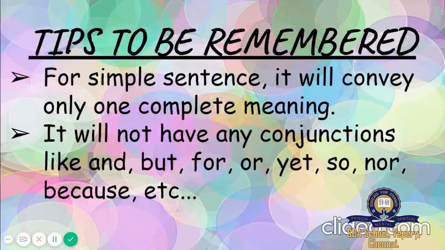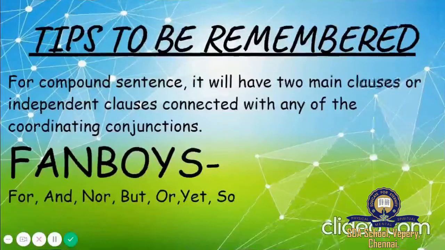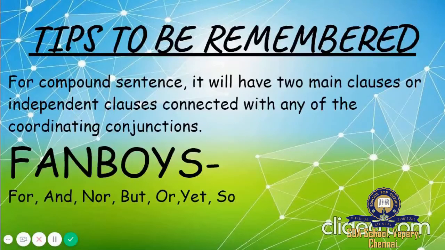And then a compound sentence will have two main clauses, which are otherwise called independent clauses, linked with the coordinating conjunctions, which we can easily remember with the mnemonic FANBOYS. F stands for for, A for and, N for nor, B for but, O for or, Y for yet, S for so. You can remember this one word, FANBOYS, and you can remember all the coordinating conjunctions which link the clauses in a compound sentence.